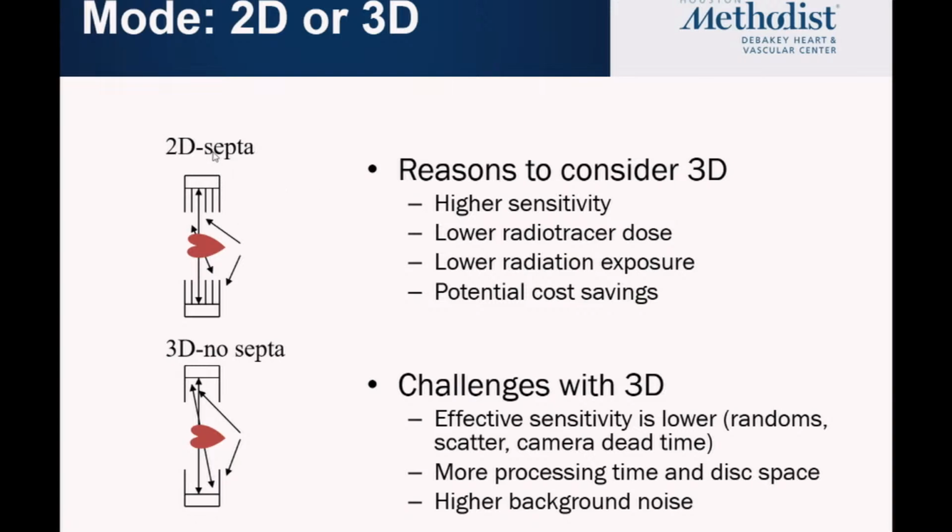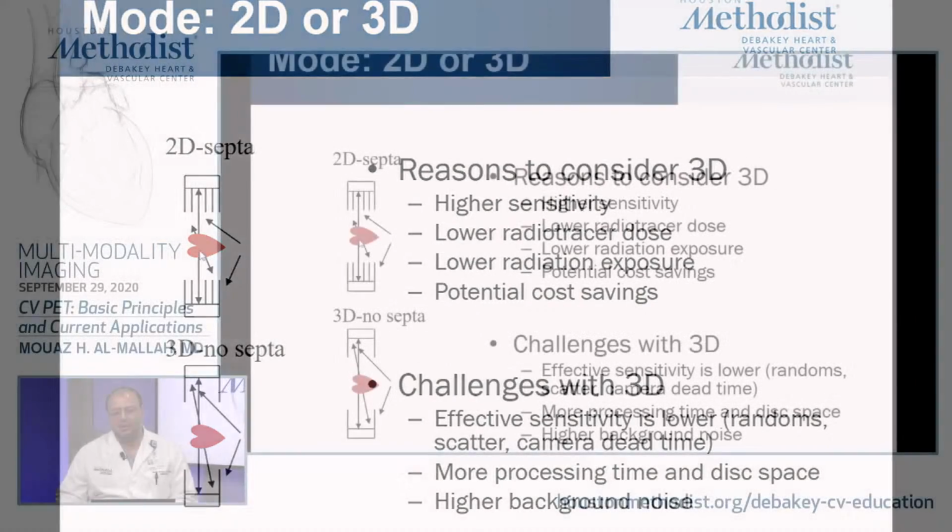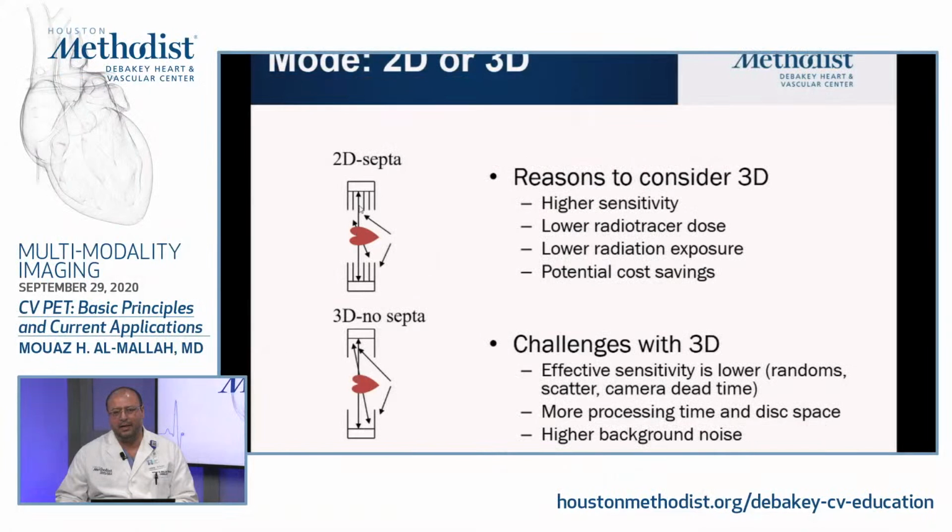And this is why these systems require a lot of radiation. They are less sensitive, but they are more accurate because it's coming more from the heart itself. However, if you take these lead septa out, now you have a more sensitive system, but you need more electronic ability to separate what's coming from the heart versus what's coming from different organs.